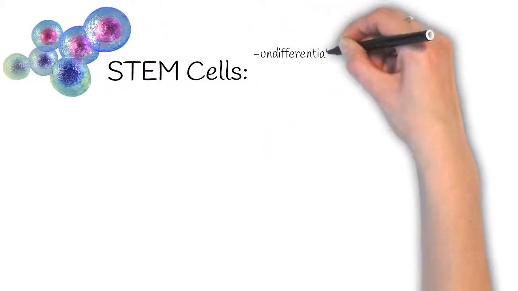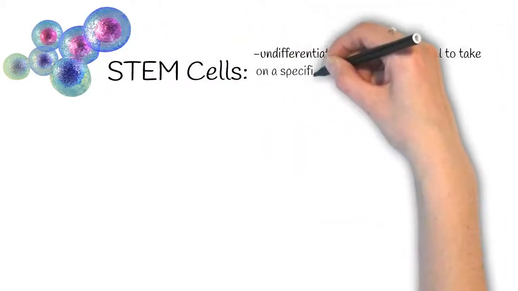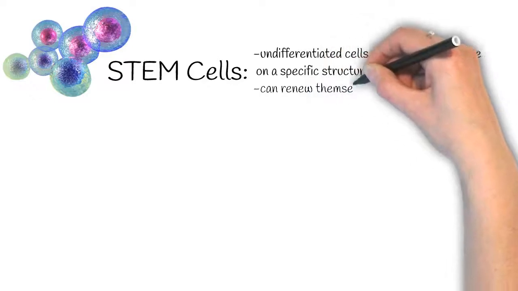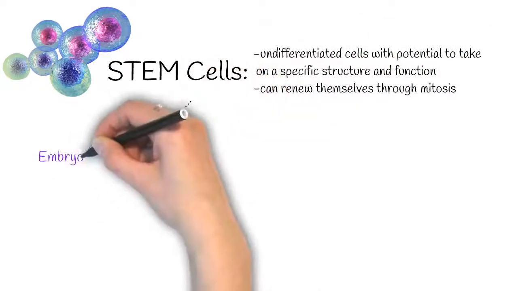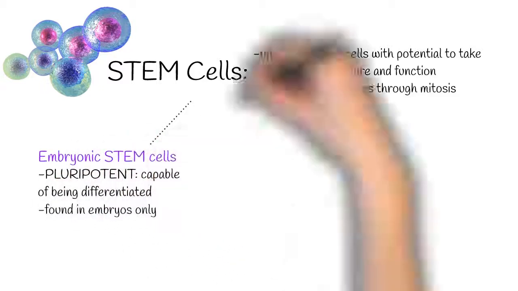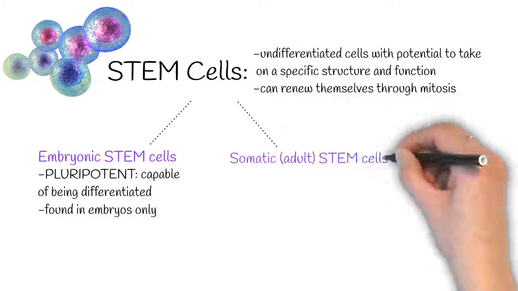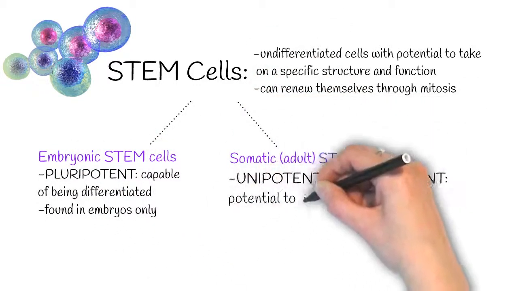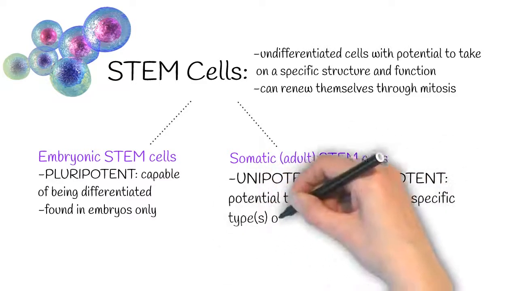This normally happens in embryos only, but we have special cells called stem cells, which are undifferentiated and can become any cell type. They self-renew through mitosis and can be classified as either embryonic, which are pluripotent, having any differentiation capability, or somatic, which are unipotent or multipotent, having location-specific differentiation and are found in body tissue.